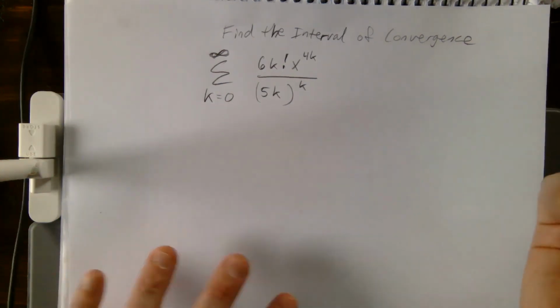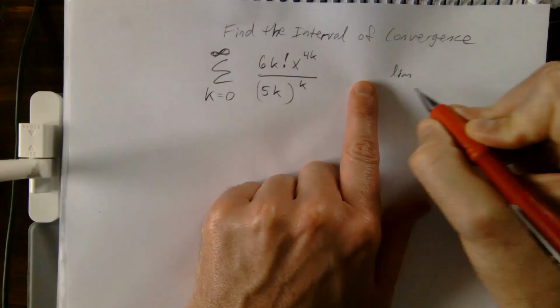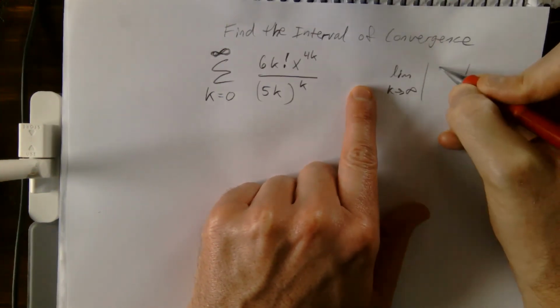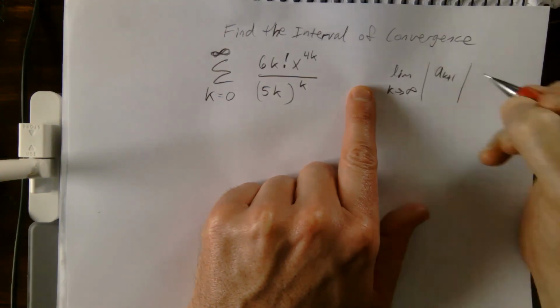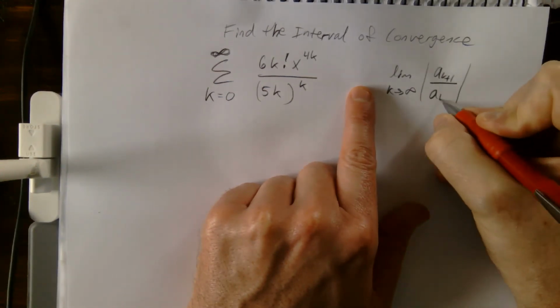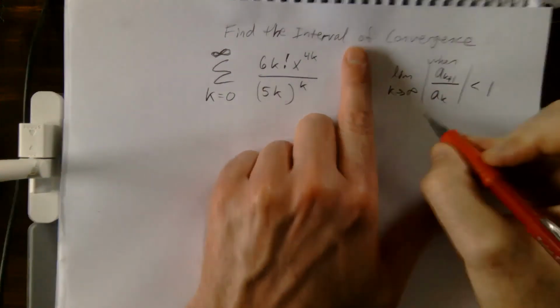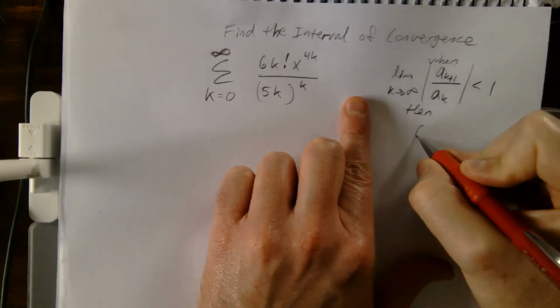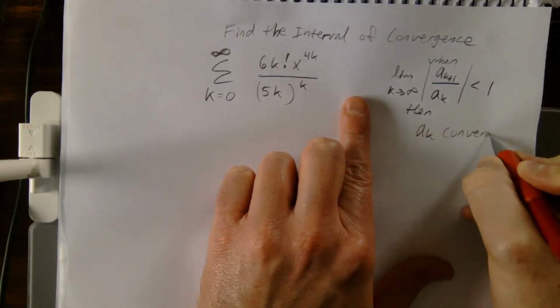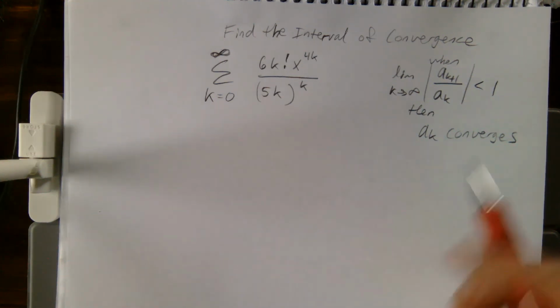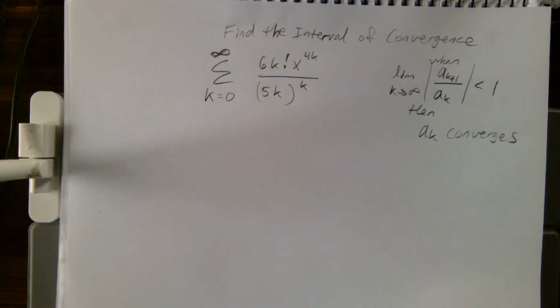So the ratio test says when the limit as k goes to infinity of the absolute value of the ratio a_{k+1} over a_k is less than 1, when that's true, then you have convergence and the series of a_k converges. So we just need to find a_{k+1} and divide it by a_k, simplify as much as possible, and figure out what x values will cause this to be true.